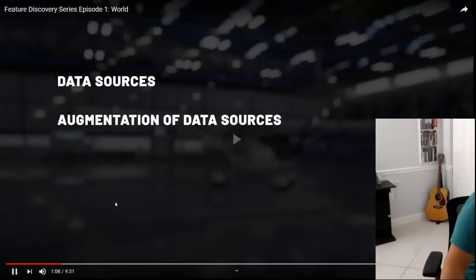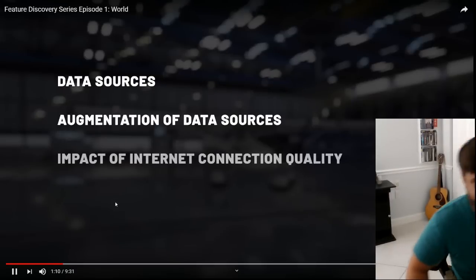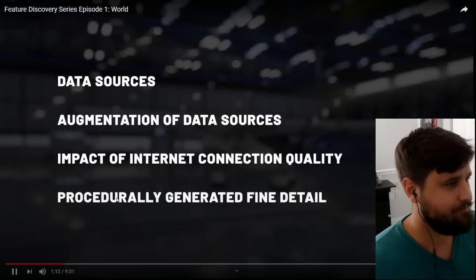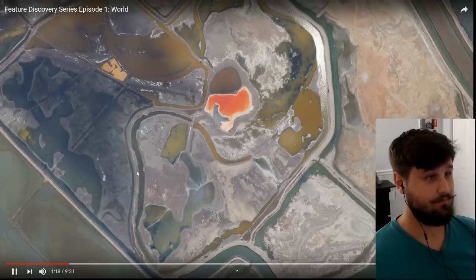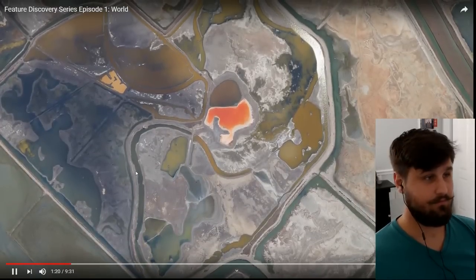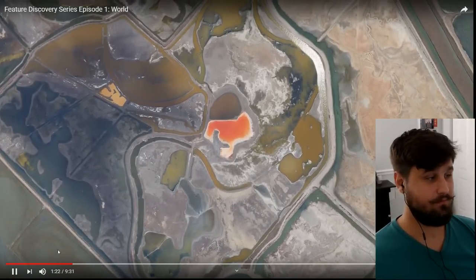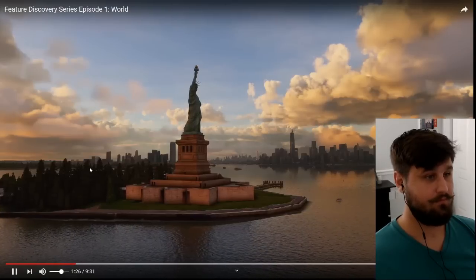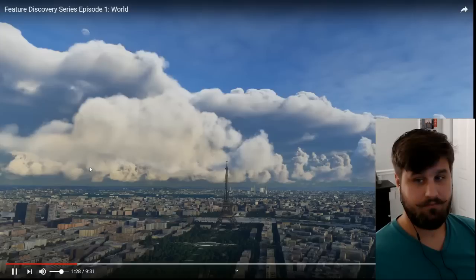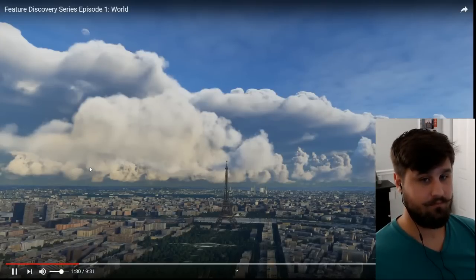A little bit about the impact on bandwidth, and then some procedural generation techniques that we developed. So the world, our planet, is really beautiful. It is full of natural wonders, from Ayers Rock to the Himalayan mountains, to also man-made features like the Statue of Liberty, Mont Saint-Michel, the Tour Eiffel. So we wanted to get all of those features in the simulator for you to enjoy.